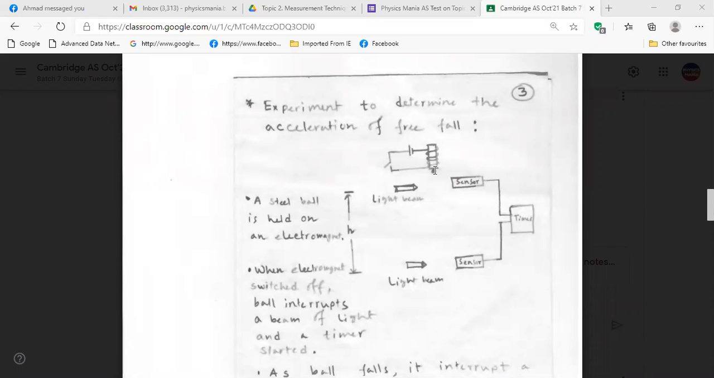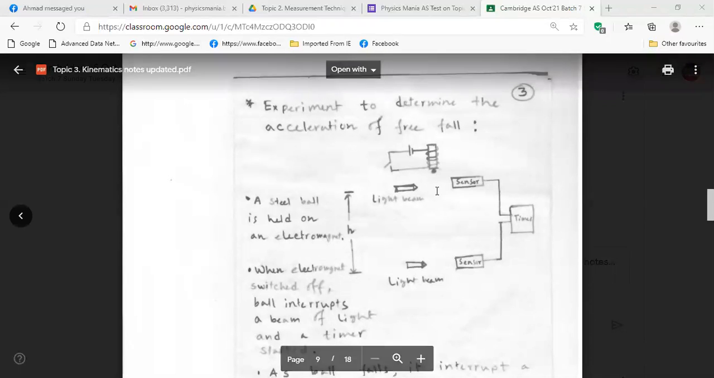Do you understand? Sir, can you repeat it once again? This is an electromagnet. Electromagnet means if you switch on, then it is working as a magnet, and it holds the steel ball. This is the spherical black one, right? It is held by this electromagnet. When we switch off the current, then this ball will drop down.